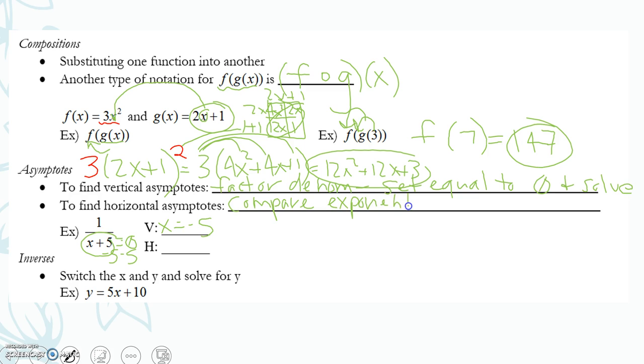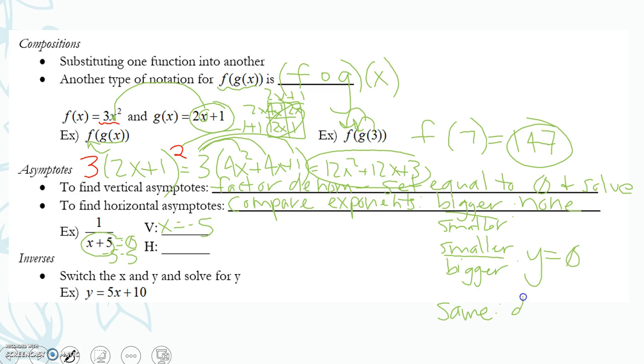So there's 3 different cases in this. If it is a bigger exponent on top over a smaller, then the answer is none. If it is a smaller exponent over a bigger one, then it is y equals 0. If it is the same, you divide the leading numbers.